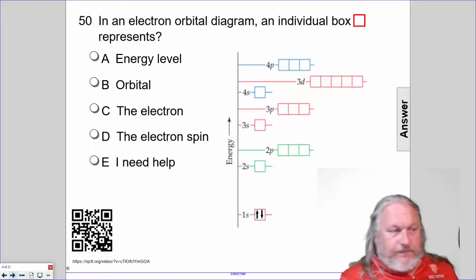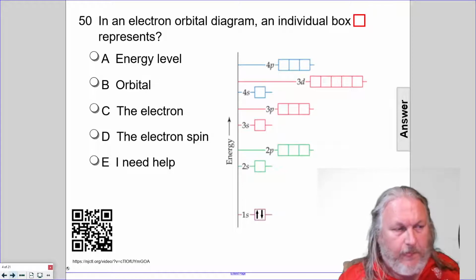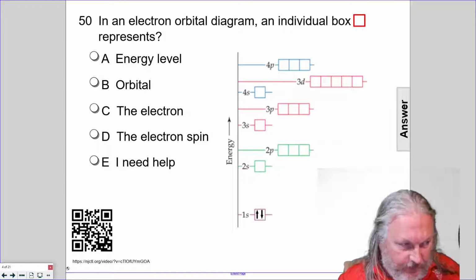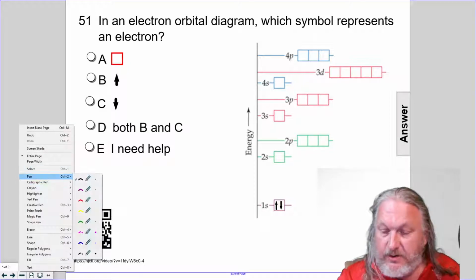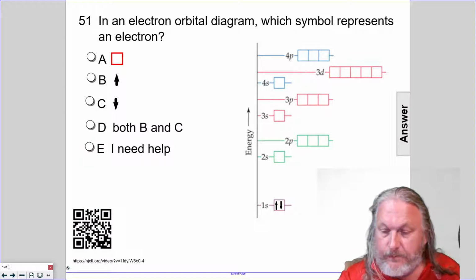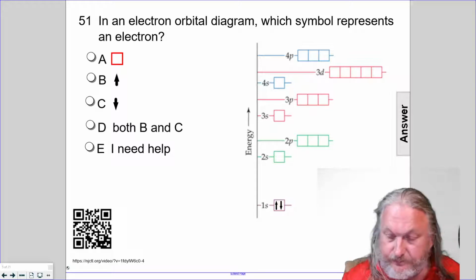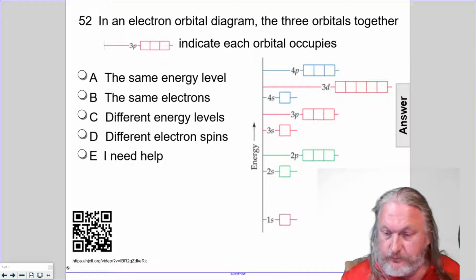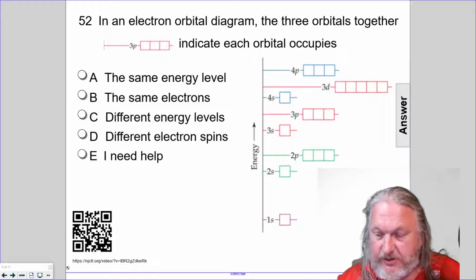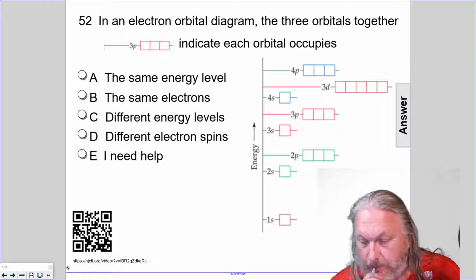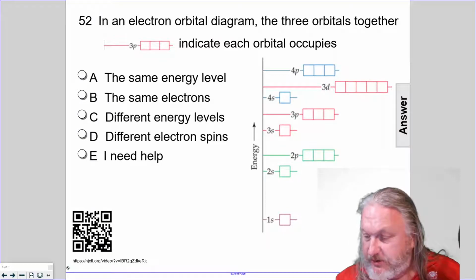So let's do a quick check. In an electron orbital diagram, the individual box represents what? Pause. And of course, you guys said the orbital. That's what it represents. In an electron orbital diagram, which symbol represents an electron? Well, that represents an electron, and that represents an electron. So this one would be both B and C. In an electron orbital diagram, the three orbitals together, that 3p, indicates each orbital occupies what? Pause. The same energy level, right? That would be the same energy level.